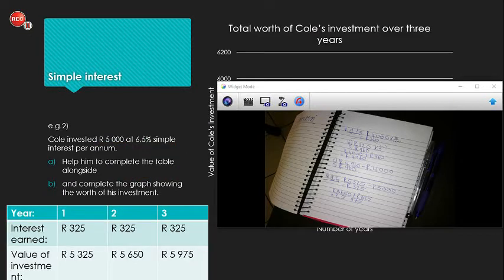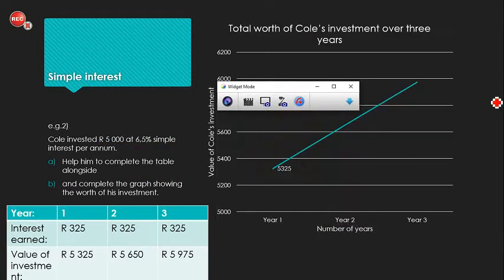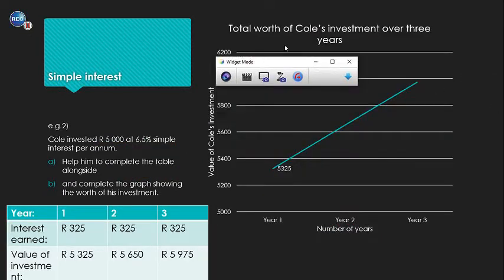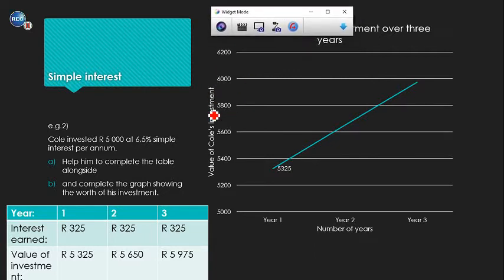And what I've done here is I've just drawn the graph for us already. So if we look here, we'll see the value of the investment, the number of years, and then you see the beautiful straight line that we were talking about.